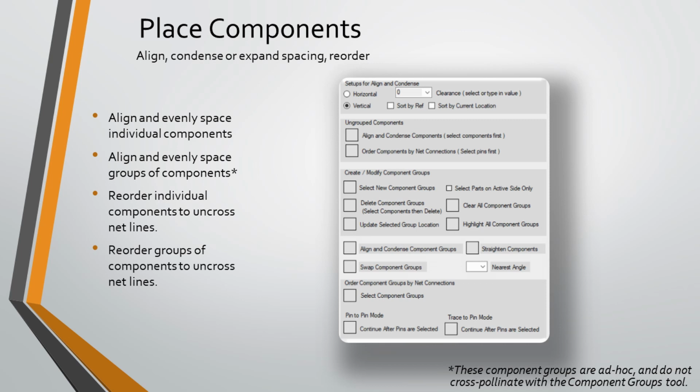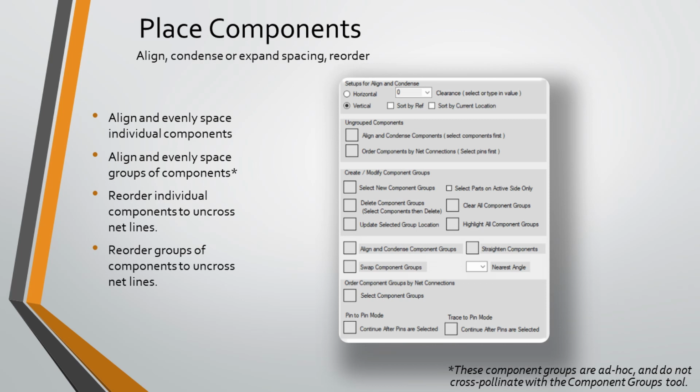Align, condense, and reorder placement. These are a group of functions that help place many similar parts or many similar groups of parts. Parts or part groups can be placed in columns or rows, spaced at minimum spacing or at some other given spacing distance, and ordered by their current location or by the order of their reference designators. Parts and part groups can be reordered so that the selected netlines are uncrossed.